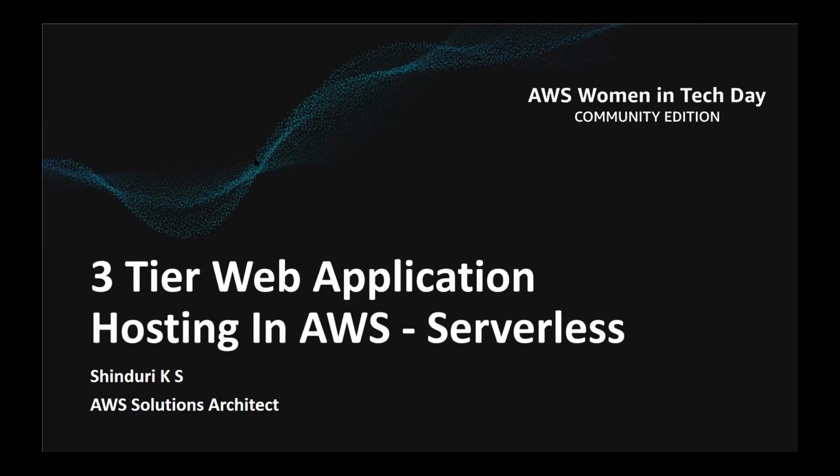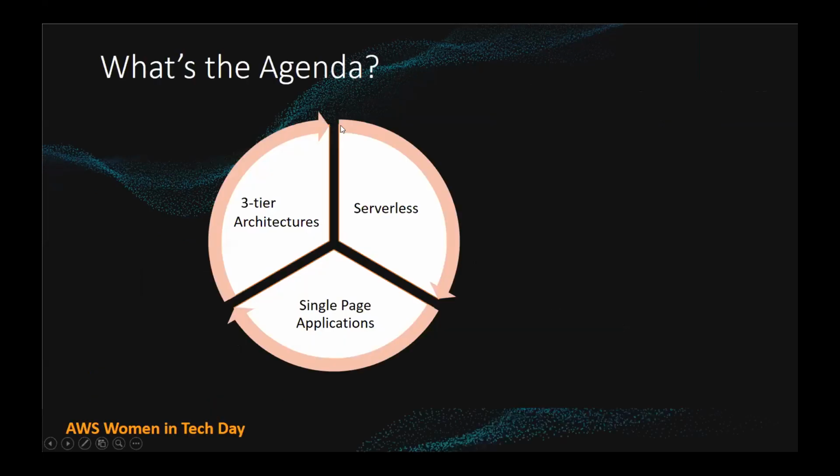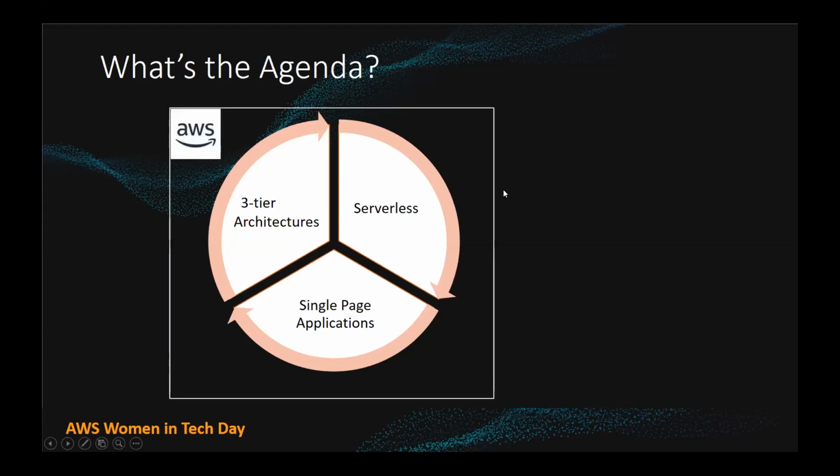Cool. So why are we here today? What's the agenda? What we are trying to do here today is talk about three-tier architectures, serverless, and single page applications, and all of this we are going to discuss in the context of AWS. The agenda covers all three aspects: three-tier architectures, serverless, and single-page applications, and hosting them on AWS.